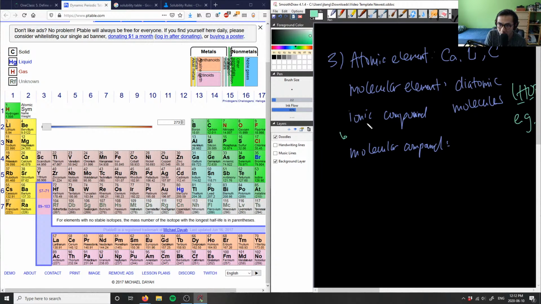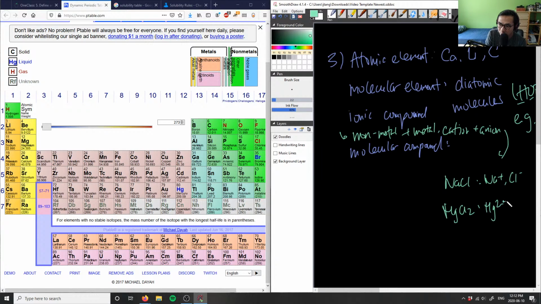And then ionic compounds are a mixture of a non-metal and a metal, or a cation plus an anion. If I were to give you an example, NaCl is an ionic structure because I have Na plus and Cl minus. Let's do magnesium chloride, for example, has Mg2 plus and Cl minus. All of these guys here are ionic compounds. So that's a non-metal and metal, or cation and anion.